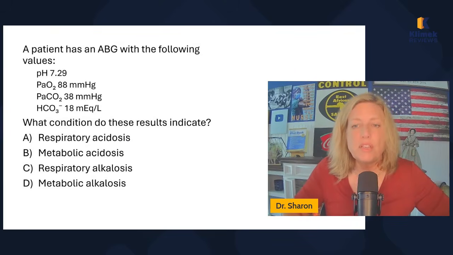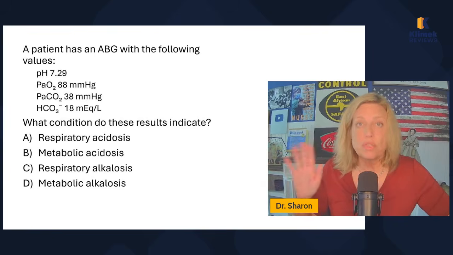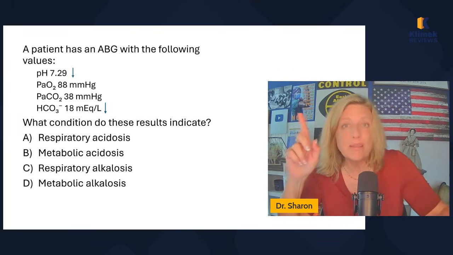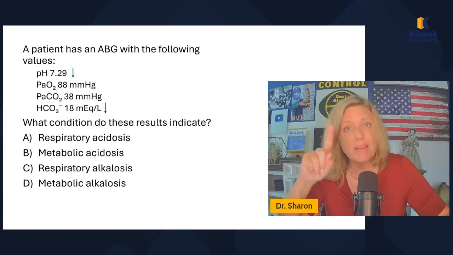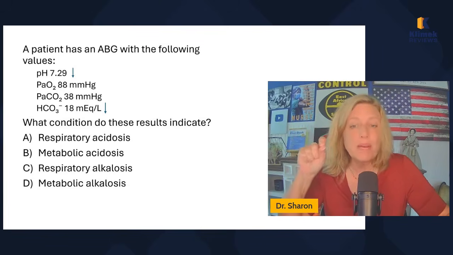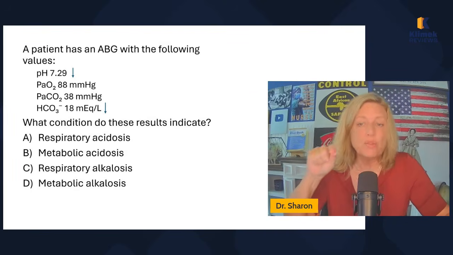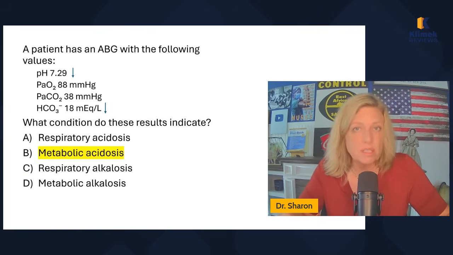A patient has an ABG with the following values: pH 7.29, PaO2 88, PaCO2 38, bicarb of 18. Which condition do these results indicate? And they're all acid-base answers. So I'm not going to worry about the PO2 and the PCO2, okay? So the pH is down and the bicarb is down. So they're both going in the same direction, respiratory opposite, metabolic equal. So it has to be a metabolic answer. So A and C are going to get crossed off. It has to be either B or D, and the pH is down, so it has to be metabolic acidosis.